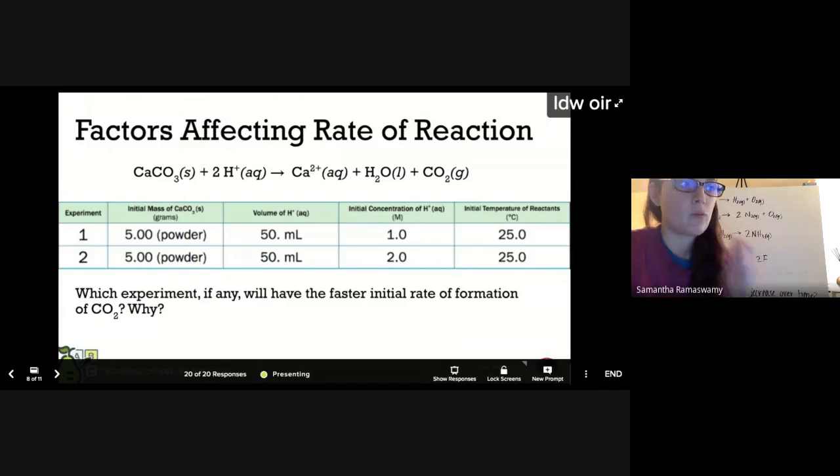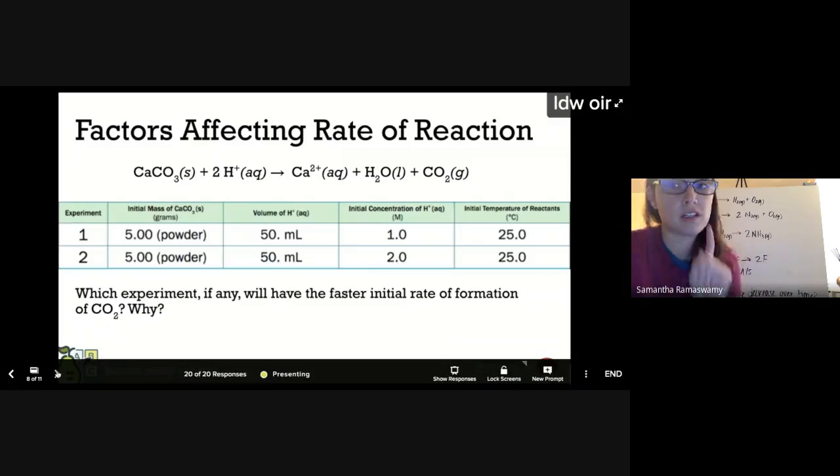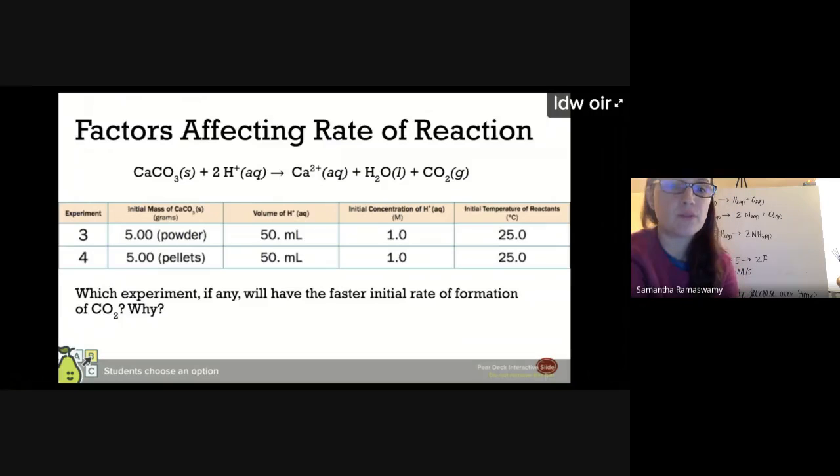So if we want to be even more specific, we can say that experiment 2 will have a faster rate of formation because it has a higher concentration resulting in more collisions. More collisions is the important part there. All right, so if we look at the next slide, now we have experiments 3 and 4. So we have calcium carbonate. It's both 5 grams. One is powder, one is pellets.